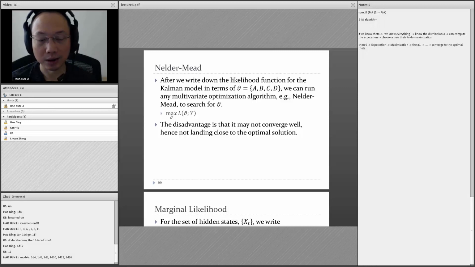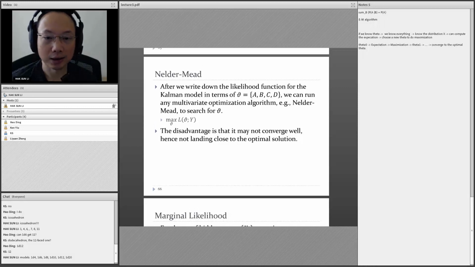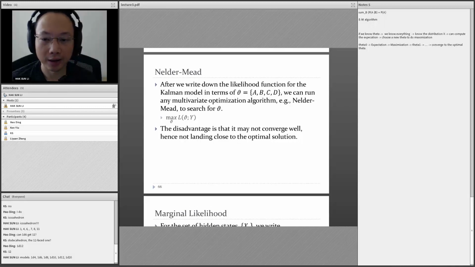We can use leader-mean. Because we just mentioned that this unconditional optimizer will get you a theta. It's just that the theta is not very good. It's close to the optimal solution, but it's not very close. Okay, but it's close enough to initialize the EM algorithms.